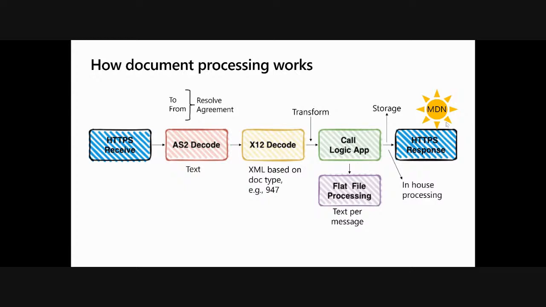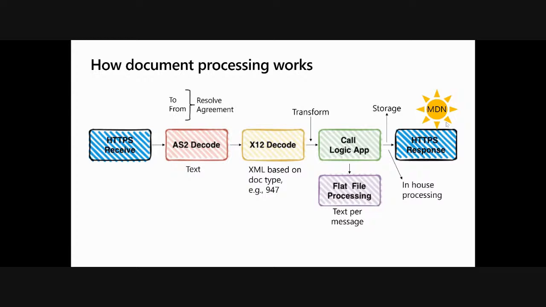Now, I've chosen X12 here because that's what I was using at the time. That then passes on to something called X12, or Edifact has its equivalent as well. So out of the back of the AS2 decoder, you'll get a bunch of text, which is the inbound message. What you need to do is you need to get some XML out of that. So that's what the X12 decoder will do.